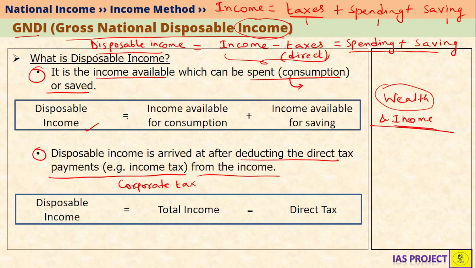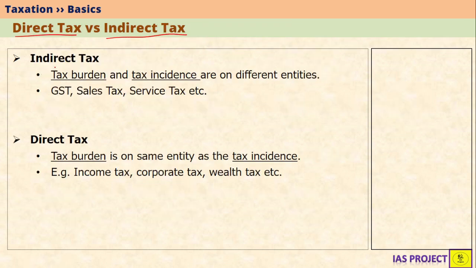So using the second definition, I can write a formula for disposable income like this. Disposable income is nothing but total income minus direct tax. That is this part. So I hope you have understood what disposable income is. With this knowledge, let's move forward. Let's talk about indirect tax first. Indirect tax is a kind of tax where the tax burden and tax incidence are on different entities.